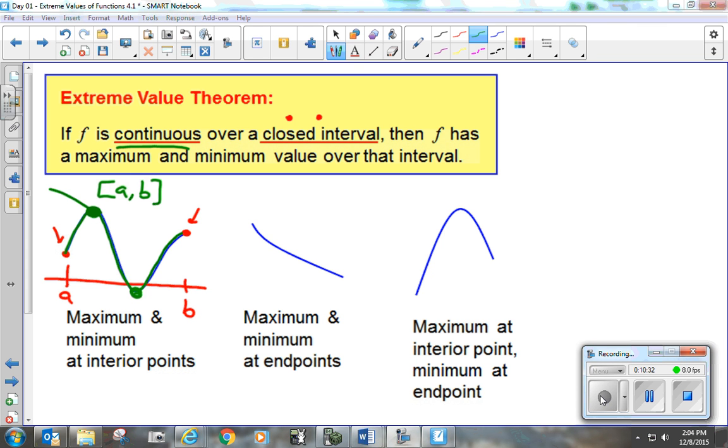This first example is a great example of having a max and minimum inside the endpoints. When it's interior, it means it's not at the endpoints. Obviously, there are endpoints and there are interior points. The endpoints, I think, are pretty self-explanatory. Those are the points at the end. And everything else between them are considered interior points. These have to fall inside of the endpoints.